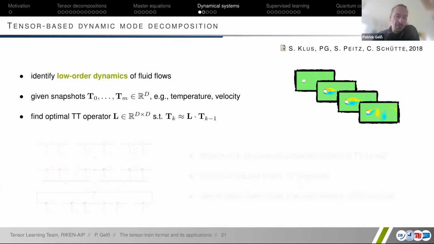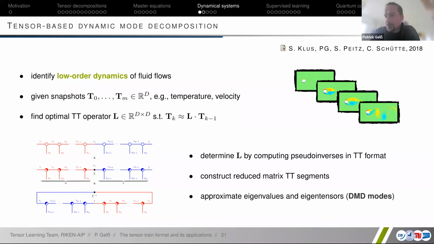Okay, so the next bigger field was dynamical systems. And here we were interested in adapting different data-driven methods to the tensor train format. The first one was DMD, dynamic mode decomposition. Here we assume that we have different snapshots, T0 to Tm, for example temperature or velocity fields. And we assume that there's a linear relationship between these snapshots. So L times t_{k-1} is equal or very close to t_k. And we want to find the optimal tensor train operator L, which describes this relationship.